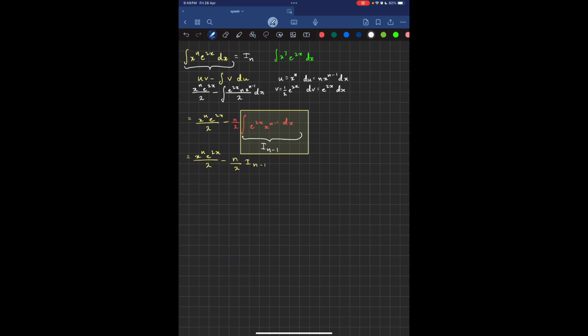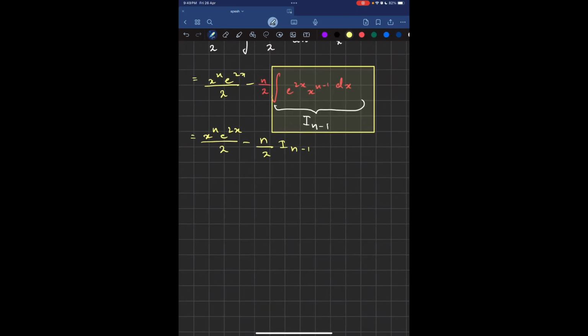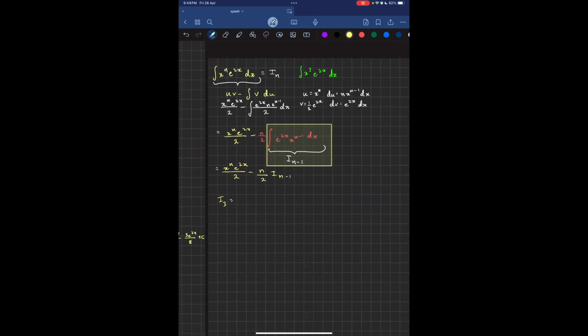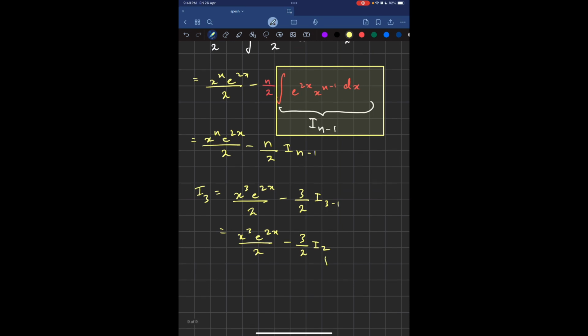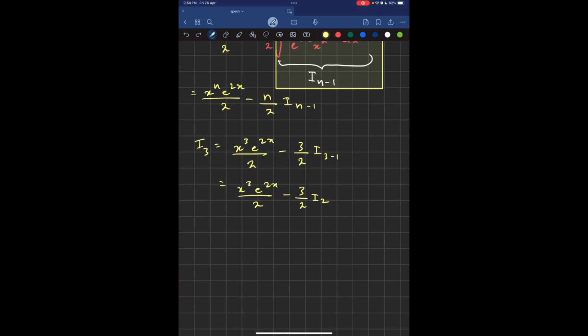So let's just start with I3. Because this means that n is equal to 3, we'll just sub in n is equal to 3 here. So that would make it x to the power 3, e to the power 2x on 2, minus 3 on 2, and then I3 minus 1. So that would simplify to this. Now see how there's an I2 in this equation now? That's why we need to find I2. So we can sub I2 into this equation. Let's go ahead and find I2.